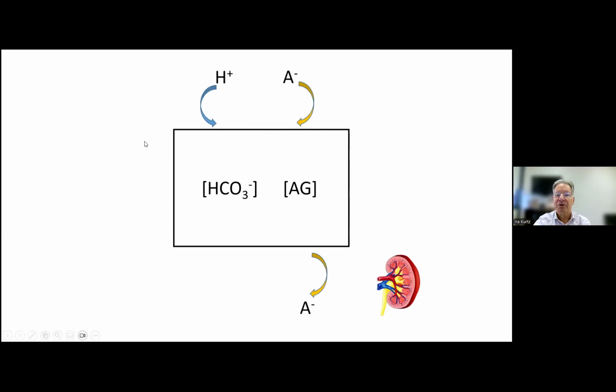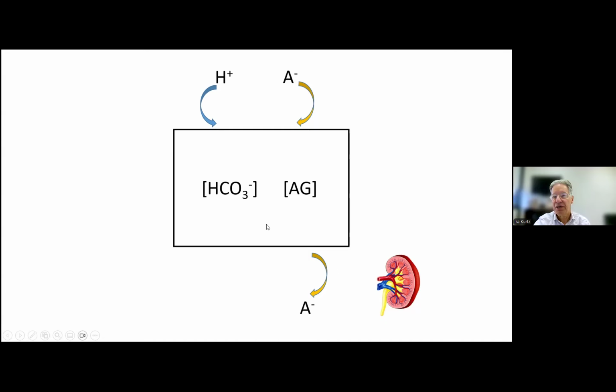Well, remember that everything is dynamic. We have an input and output of everything we measure in nephrology. We don't just have an input or an output. You have both in the real world. So the metabolic acidosis is caused by the proton coming in, in this case with ketones, beta hydroxybutyrate or acetoacetate, that's the anion, and that should elevate the anion gap. But remember, we also have an output of anions, and the output is the kidney.